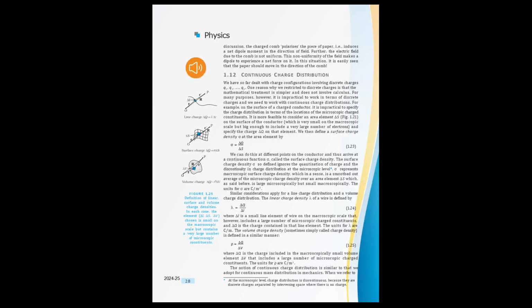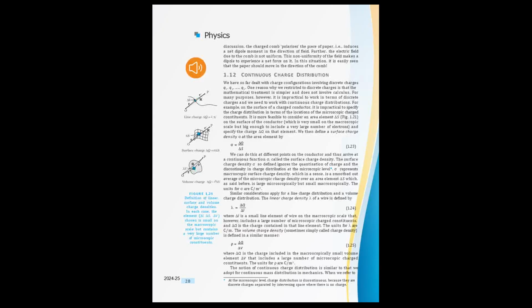For example, on the surface of a charged conductor, it is impractical to specify the charge distribution in terms of the locations of the microscopic charged constituents. It is more feasible to consider an area element delta S on the surface of the conductor, which is very small on the macroscopic scale but big enough to include a very large number of electrons, and specify the charge delta Q on that element. We then define a surface charge density sigma at the area element by sigma equal to delta Q by delta S. We can do this at different points on the conductor and thus arrive at a continuous function sigma called the surface charge density.